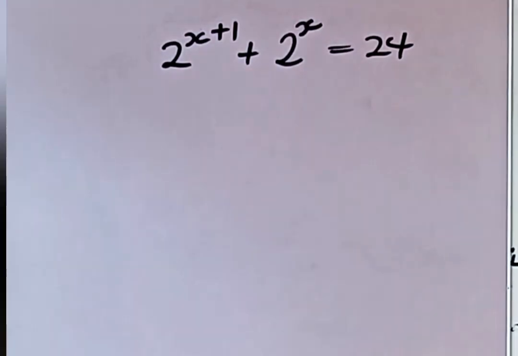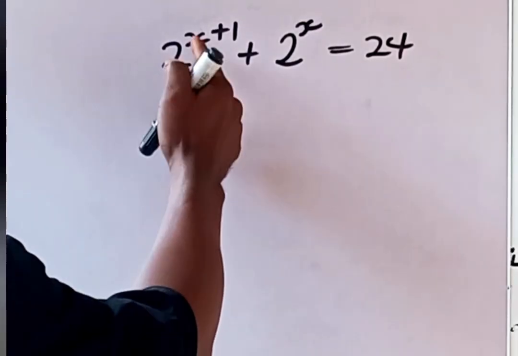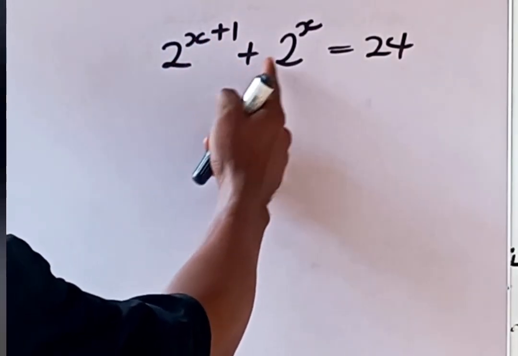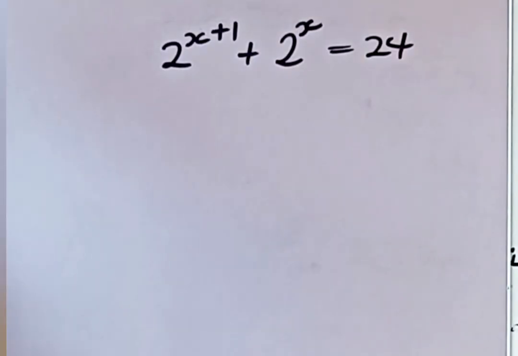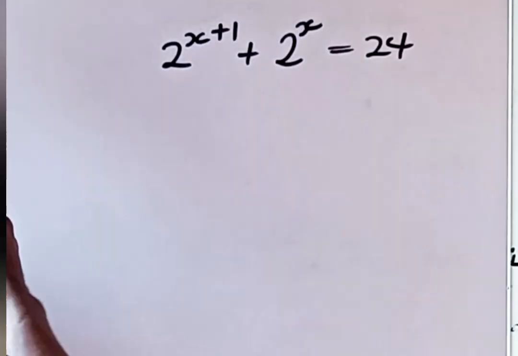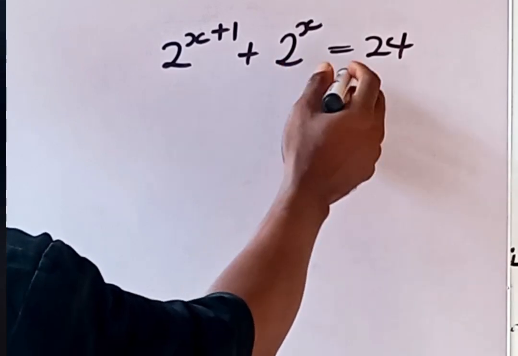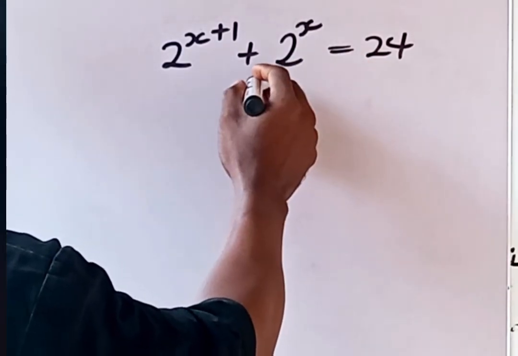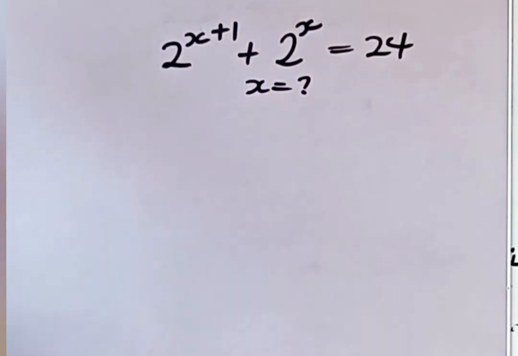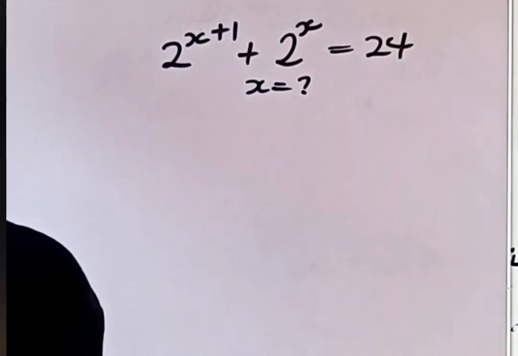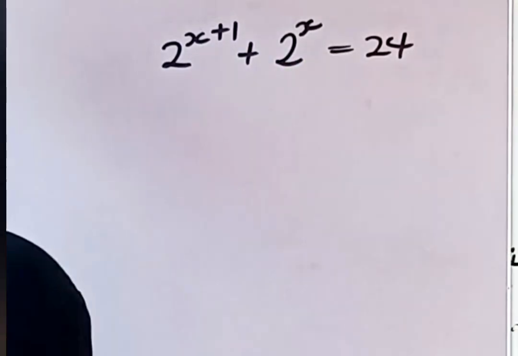Alright, so guys, we have an exponential equation on the board. Let's solve it together. It's very simple. We have 2^(x+1) + 2^x = 24. Now, what do you need to do? We are asked to find x. So if we are looking for x, what are we going to do?